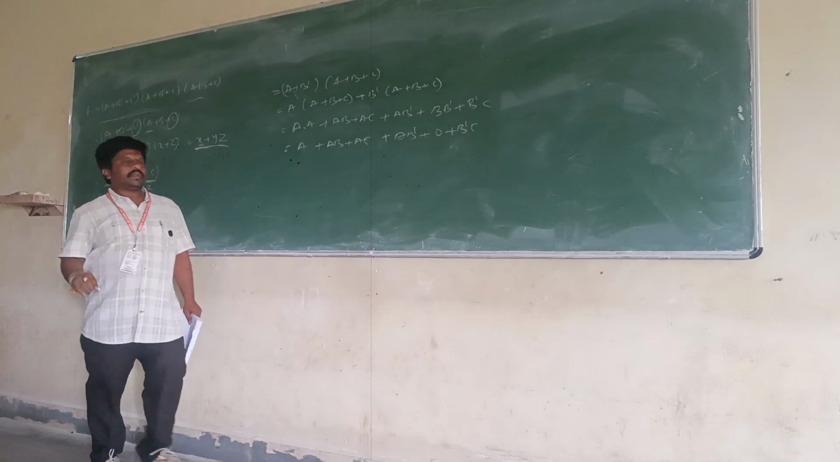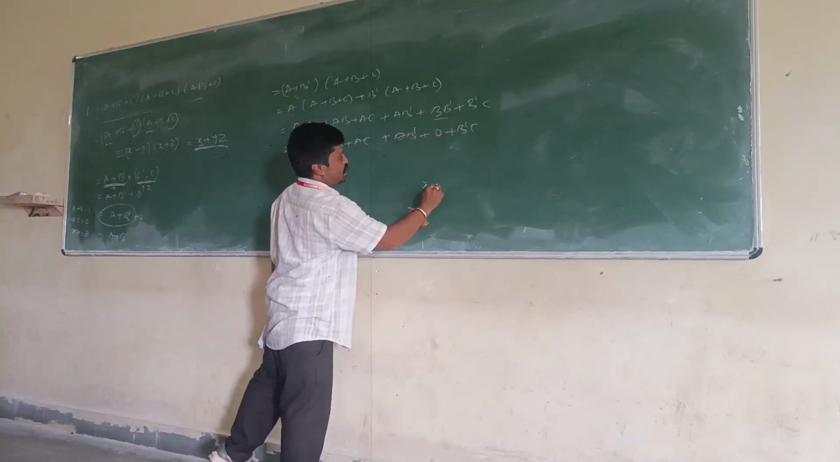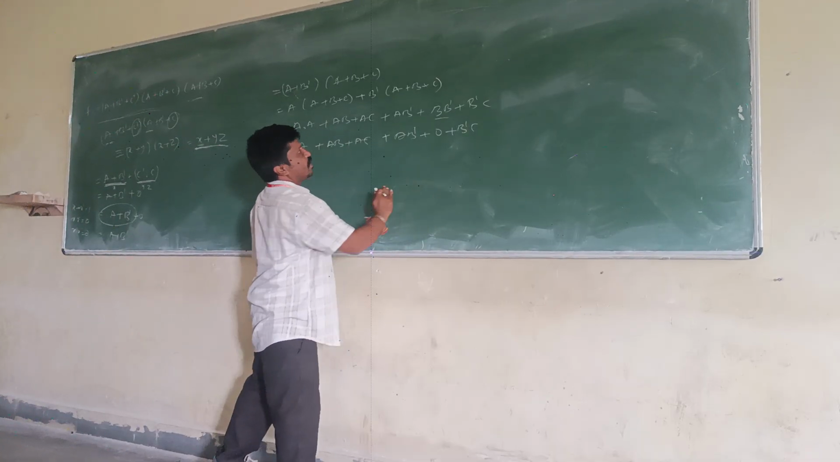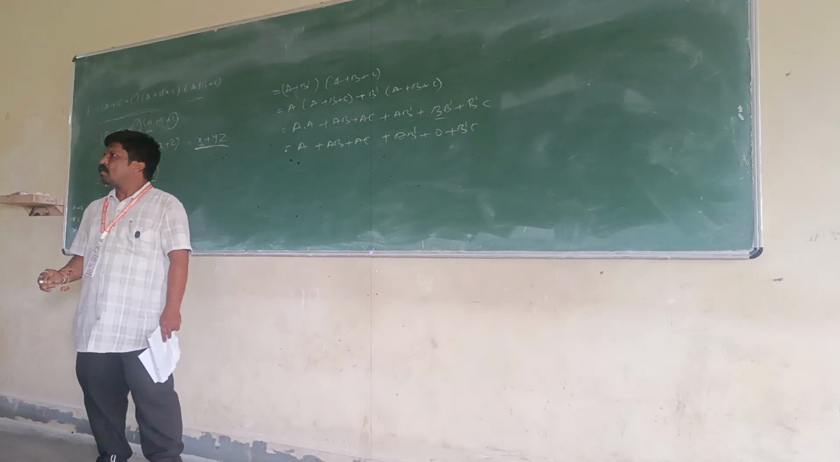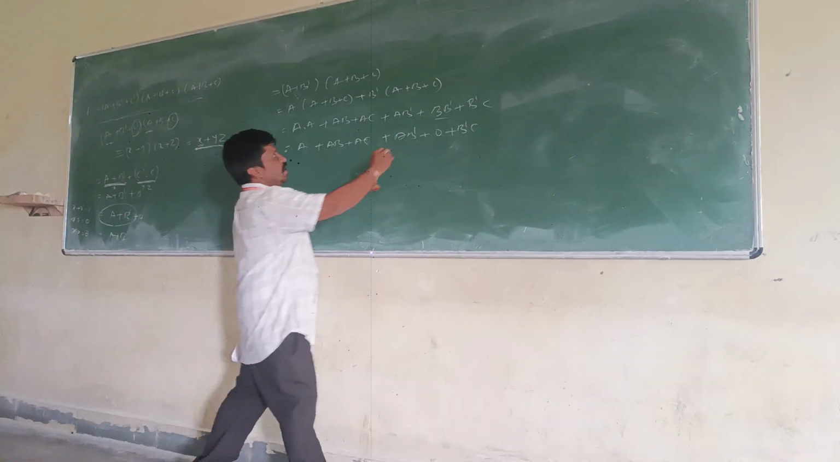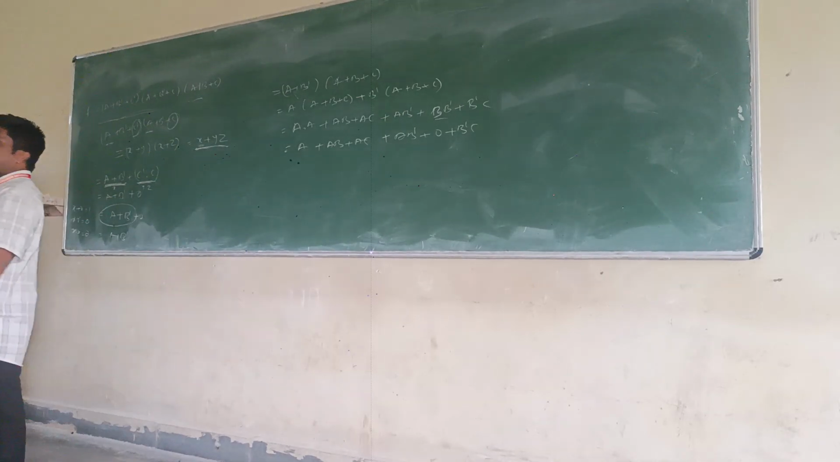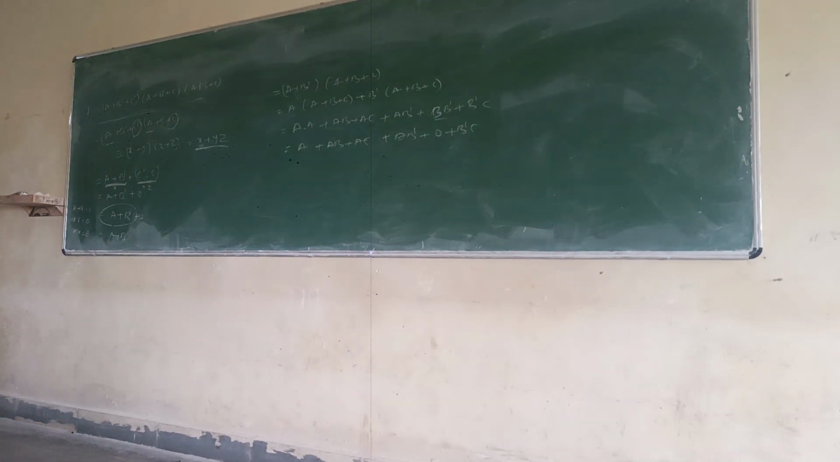Okay. b bar b is 0. Okay, x dot x bar is what here, 0. Wherever you get the same variable with the complement of that particular variable, it is 0.